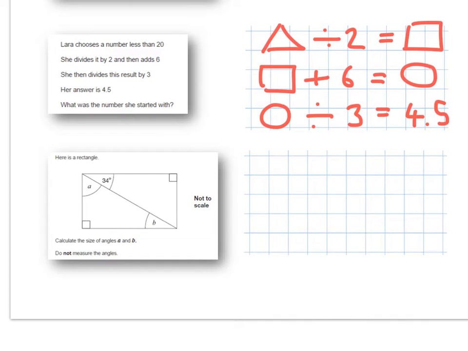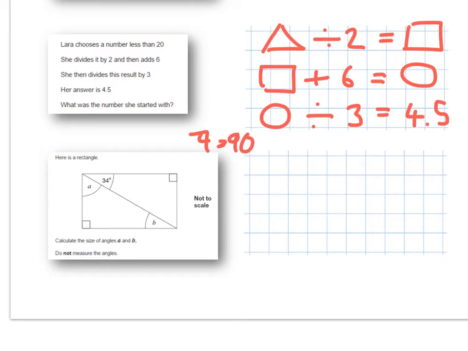Final question's all about rectangles, or is it? Because this rectangle has been divided into 2 right-angled triangles. So although it is a rectangle, the question really is about rectangles and triangles. I've got to work out the sizes of angles A and B. So I need to think about what I know about triangles and right angles. Well, I know a right angle is 90 degrees.